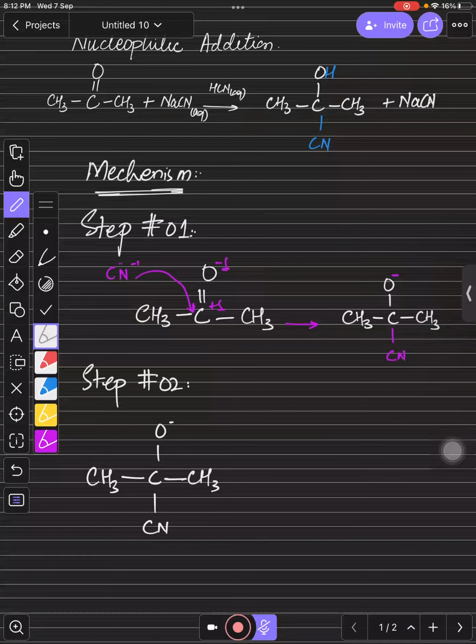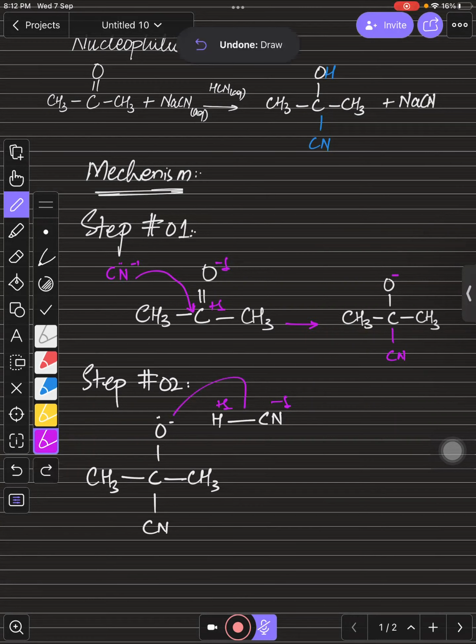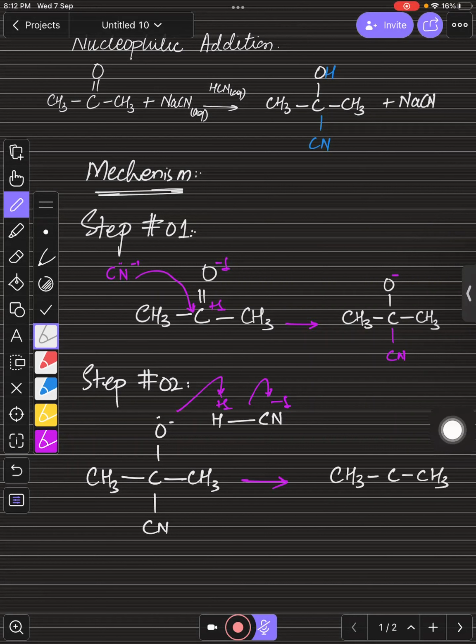This negative oxygen will attack HCN, right? It has a lone pair as well, and this is HCN. So this is partial positive and this is partial negative. So this oxygen will attack the hydrogen, and this bond will break, right? So you will see in the next step that H will be attached over here. So this will be CH3, C, CH3, CN over here, and O will remain over here, and the new addition is H. So this is actually the two-step mechanism of nucleophilic addition reaction.